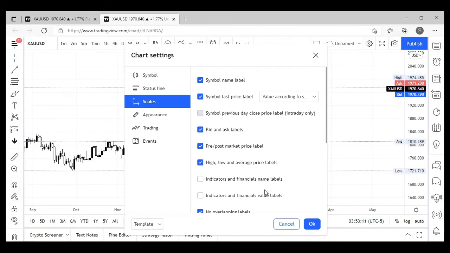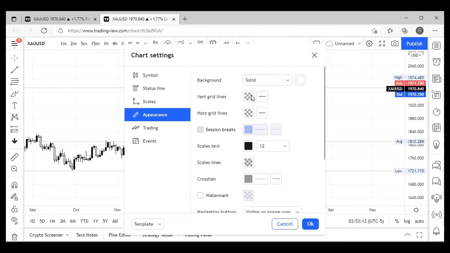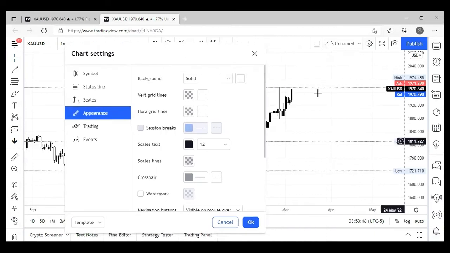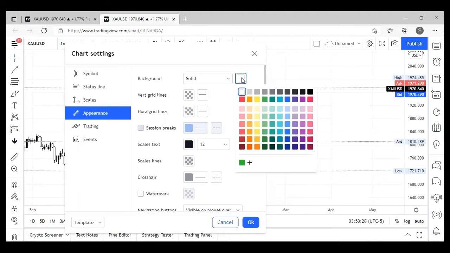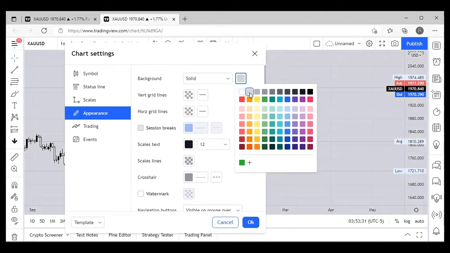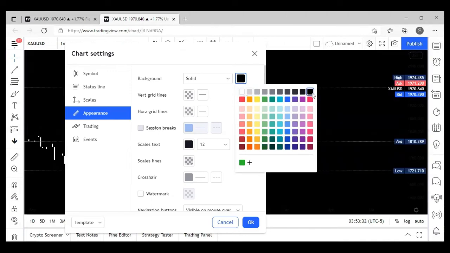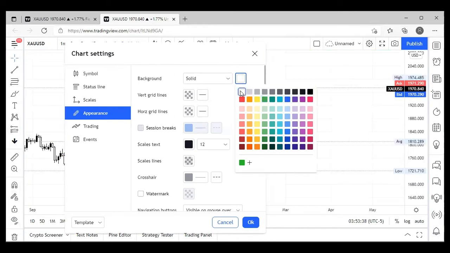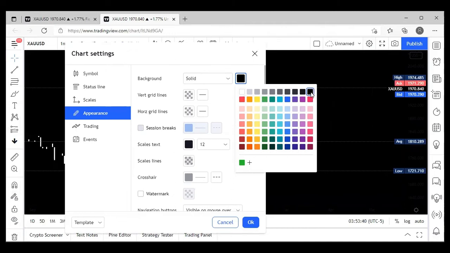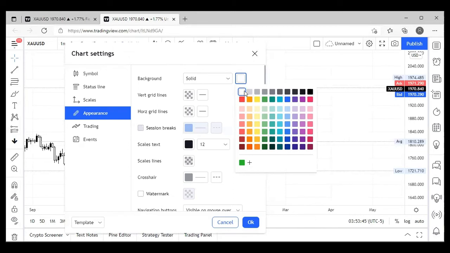I can leave it. Appearance is what we are now talking about, like the background of the chart. So we can see grid lines here. I can make it a gradient. There's no color, so that's fine. But let me leave it at solid, then I show you guys. So solid, I can change the background to gray, to black, to blue, to green. It's up to you. I like it on white. Some people like it on black. I used to have black, but I much prefer the white. So it's up to you.